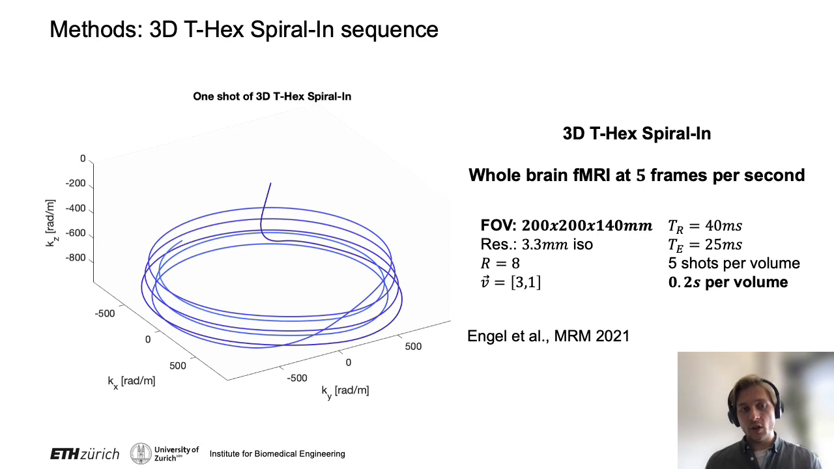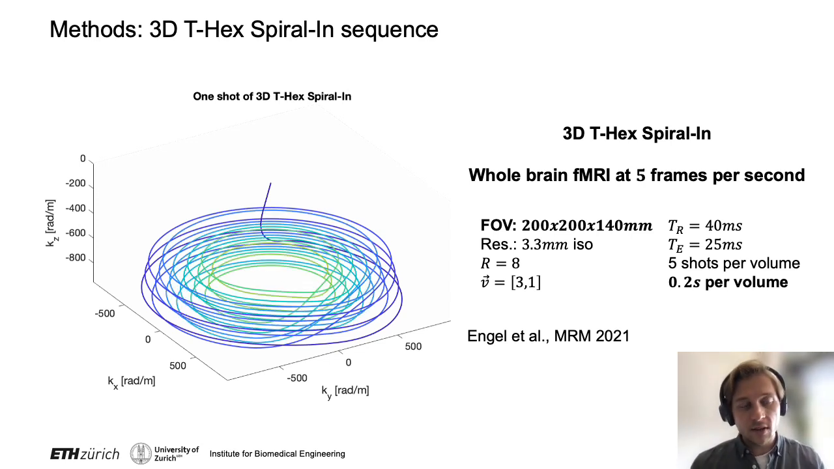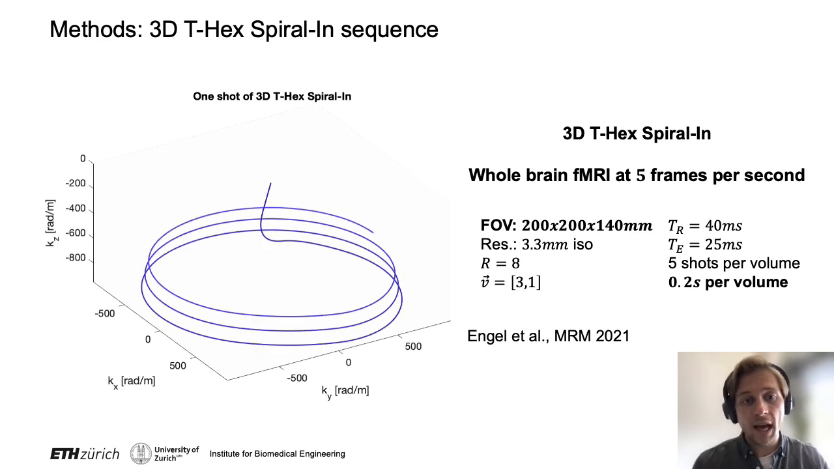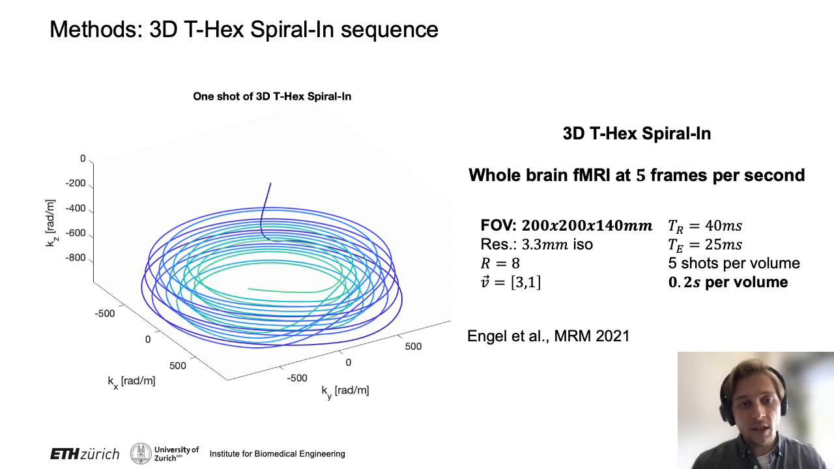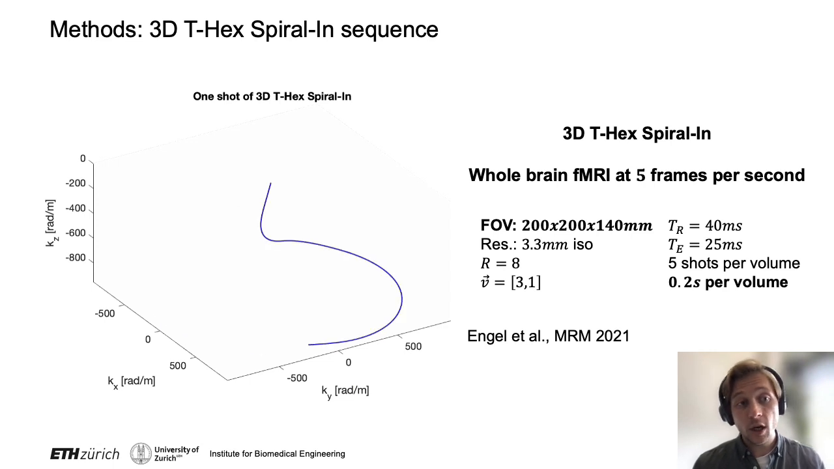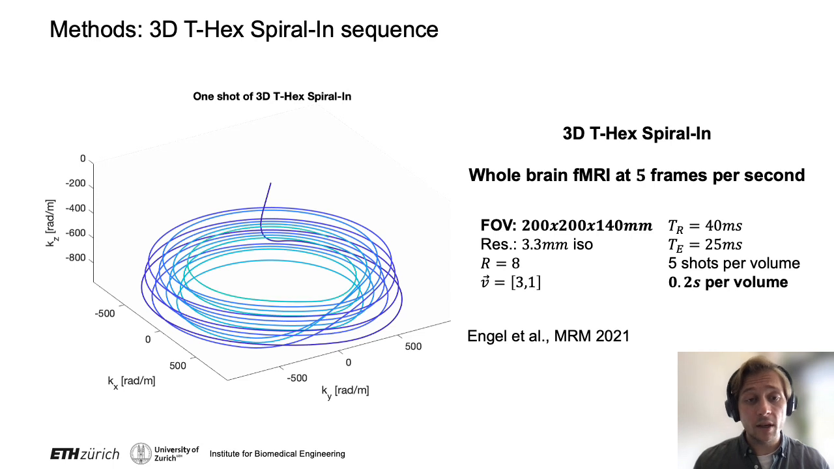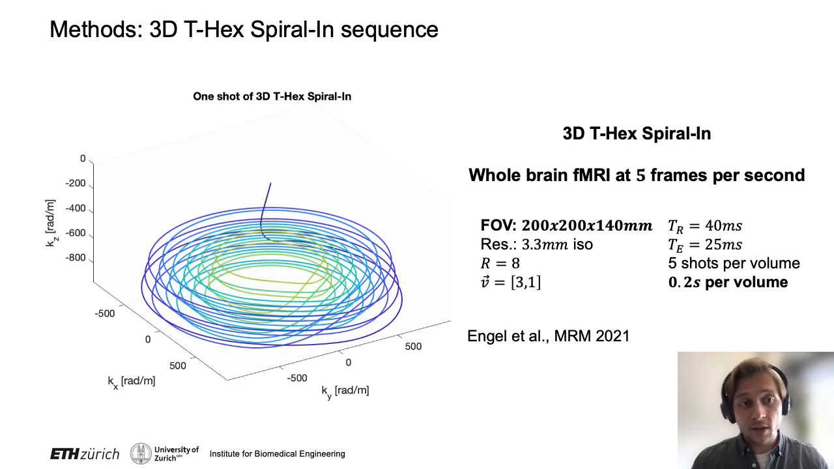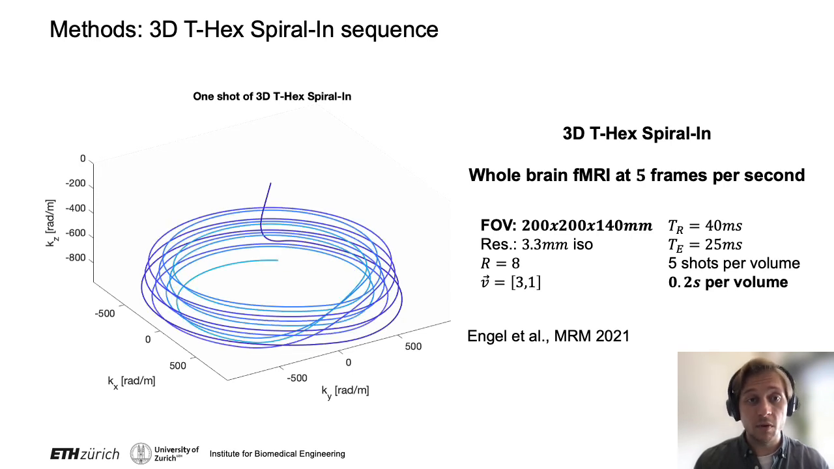So here is this T-Hex Spiral-In trajectory, which we used. You can see that it is a spiral-in trajectory just from the fact that it sort of directly moves outwards in k-space and then slowly circles inwards. It is a 3D trajectory, which means it covers multiple planes of a 3D k-space in one shot. And we decided to use the spiral readout because it gives us an extremely efficient readout. It transfers k-space at a high speed, which we need to reach the 0.2 seconds per volume, which we have here.